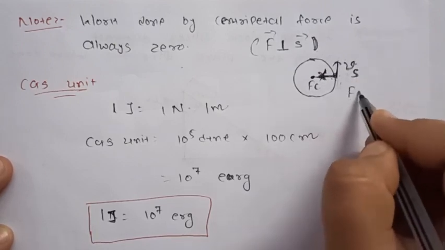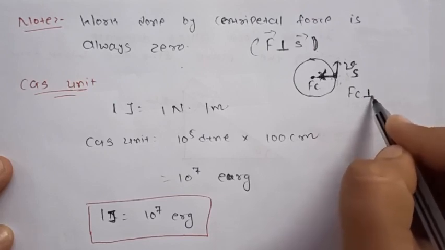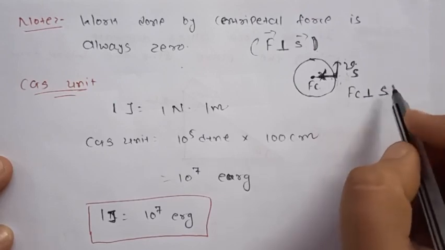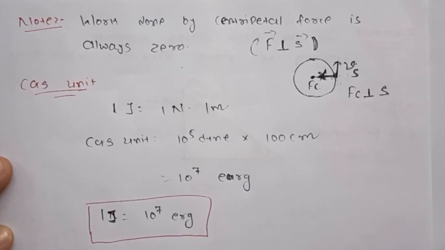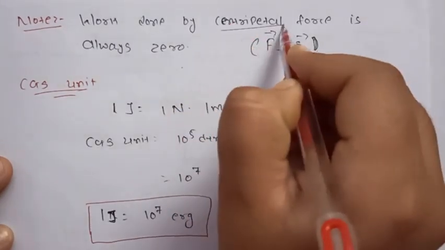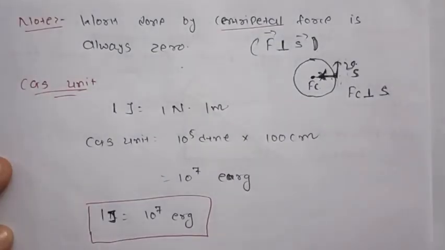So in this case, centripetal force is perpendicular to displacement. So work done by centripetal force is always 0. The SI unit of work is joule.